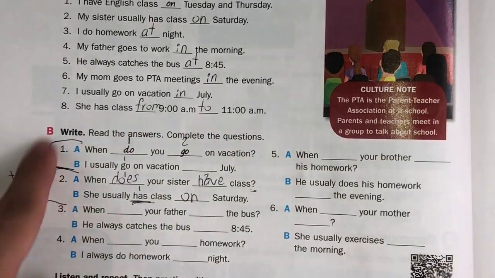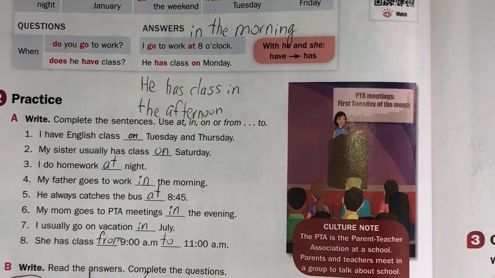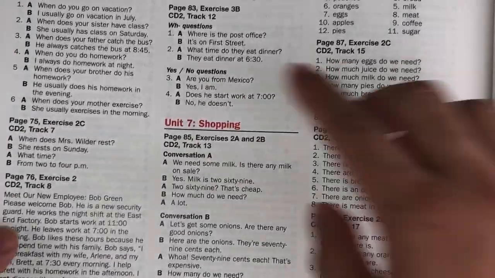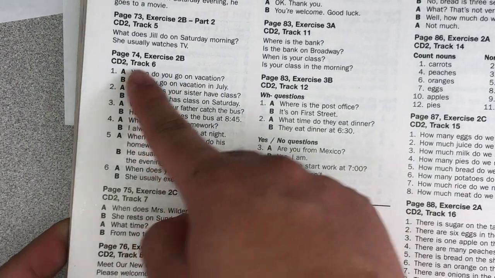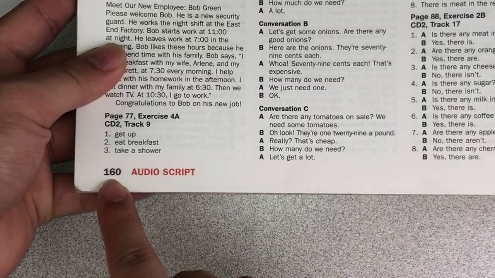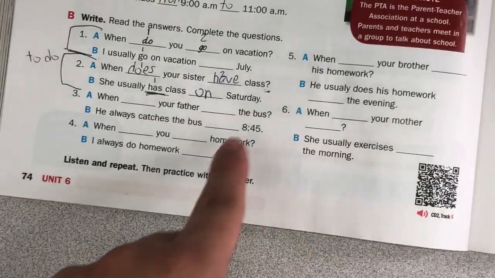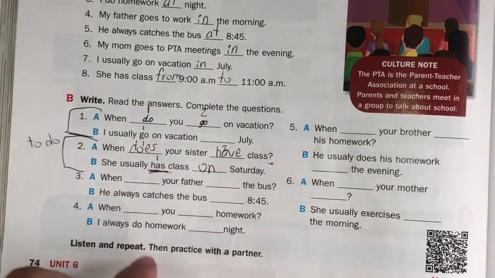I want you to finish this here. And when you finish, the answers are in the back of your book. So this is page 74. Page 74 here. So the answers are on page 160. I want you to finish this. After you finish, look at the answers to make sure everything here is correct. If you have any questions, you can ask me on WhatsApp.